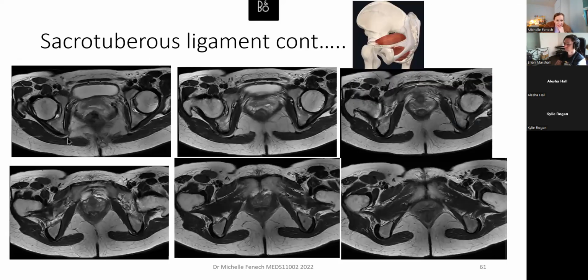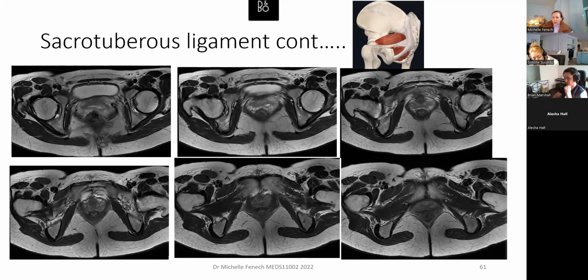It's not easy. I'm going to point it out, and then it comes onto this little black bit, a tiny little cup thing just anterior to this muscle. Can you see that there? Yeah. It's tiny. Once again, it's a ligament.